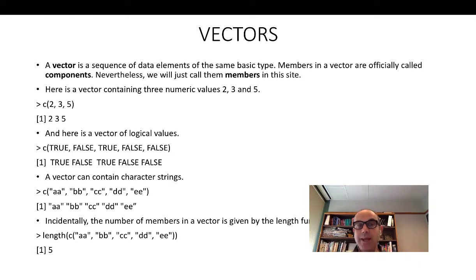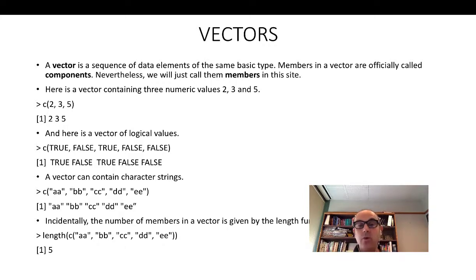Another thing that we need to talk about in R is the vector. It is a sequence of data elements of the same basic type. In the example that I use on the website, I call it a site, but in this class we call it a vector. We are going to call it a number. In this case, again, the vector can have logical values such as false and true, and it can also contain a character string.